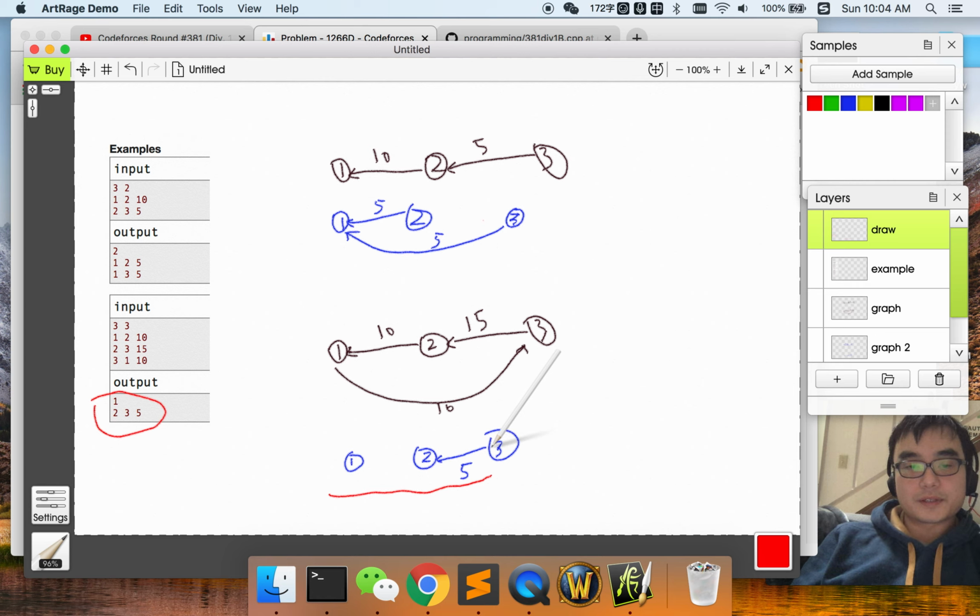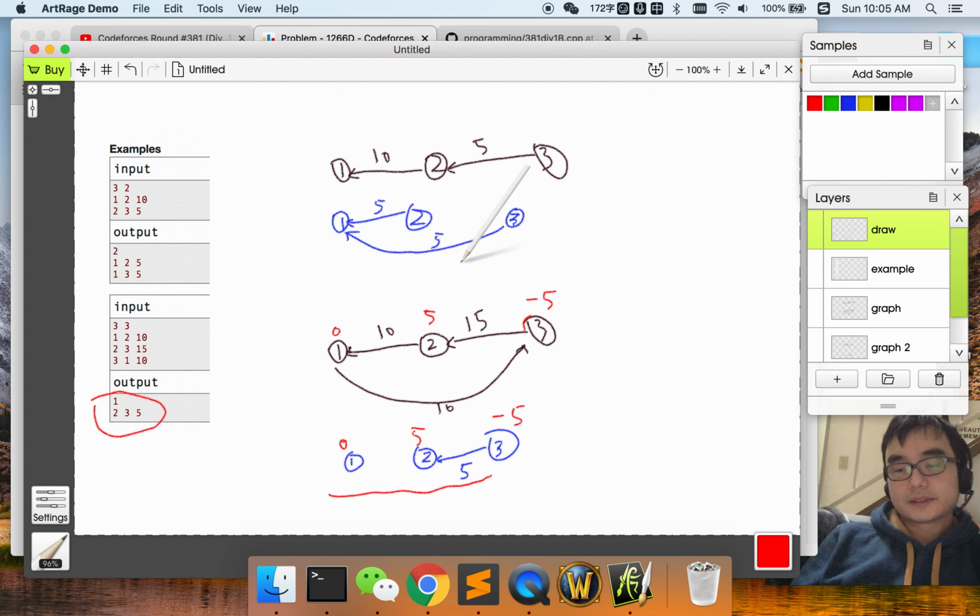Only the third person needs to lend $5 to the second person, so that the third person in total lends out $5, right? Because he lends out 15 and gets 10, so in total he lends $5. Same in this graph, right? And for the second person, in total, he gets $5. And the first person, nothing here.